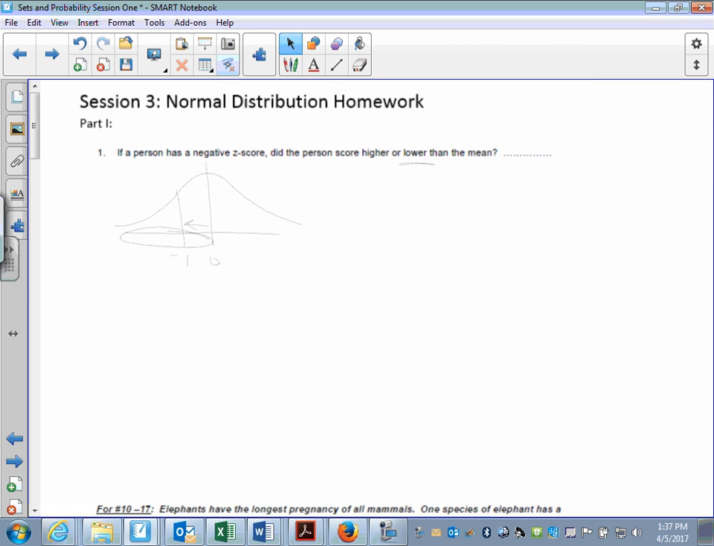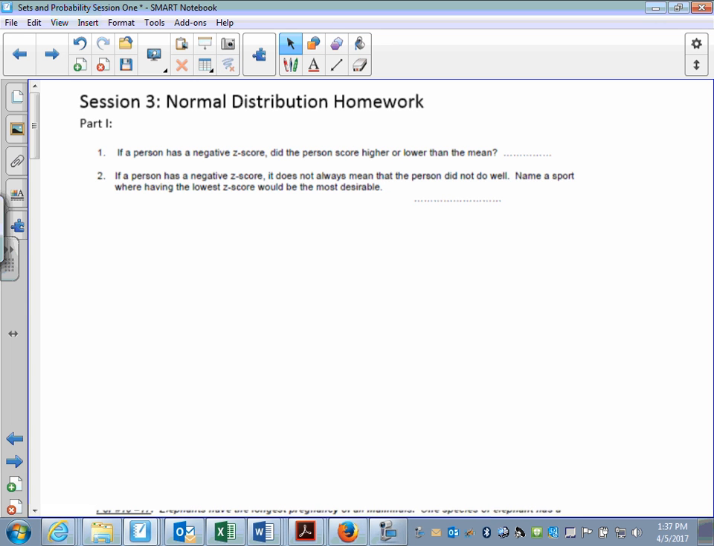Number 2: if a person has a negative z-score, it does not always mean that the person did not do well. Name a sport where having the lowest z-score would be the most desirable. Well, anytime you want, like if you're racing and the winning time, or swimming, in swimming, the winning time, the lower your time is, the better you're doing. So swimming and racing would be an example of that.